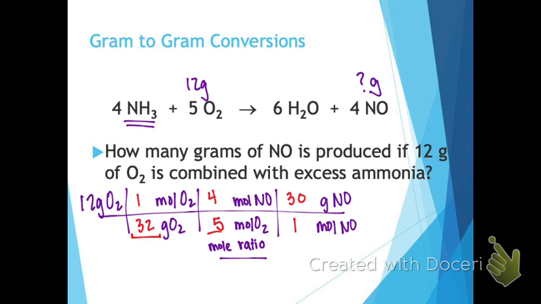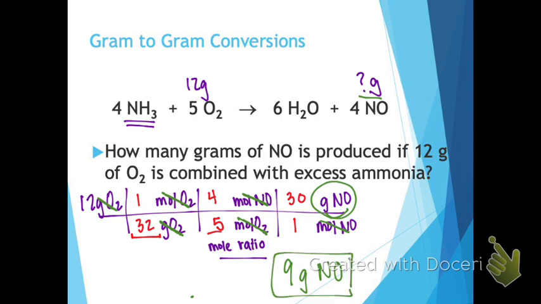So now, again, I'm going to check my units one final time. Grams of O2 cancel. Moles of O2 cancel. Moles of NO cancel. Grams of NO, which was what I was trying to go to. Right? That should always be on my top right. So now I'm going to multiply across the whole top, divide by the whole bottom. And I get a value of 9 grams of NO. Okay.